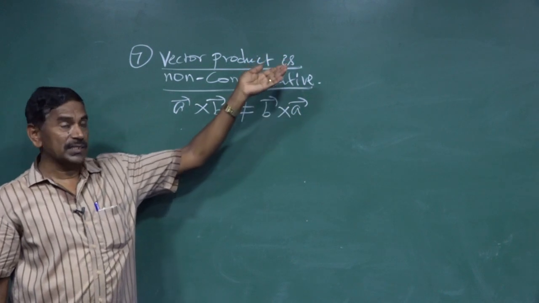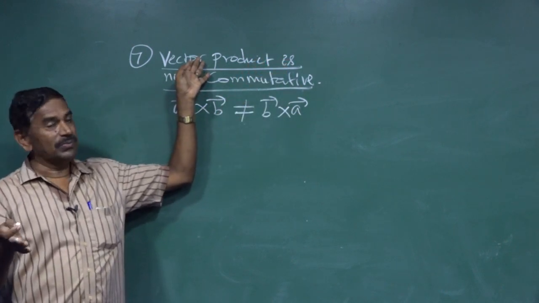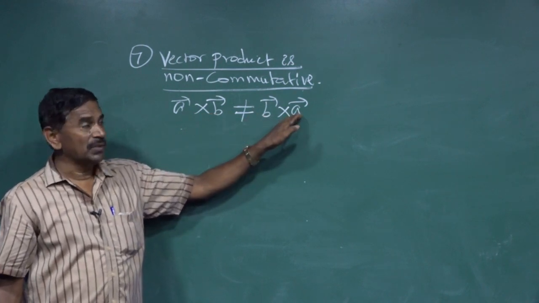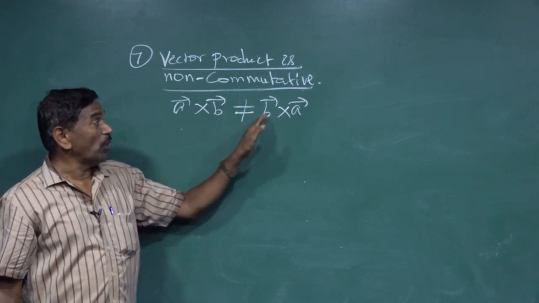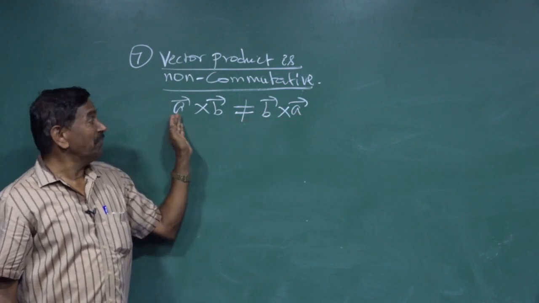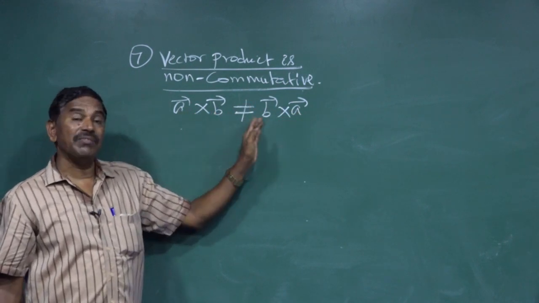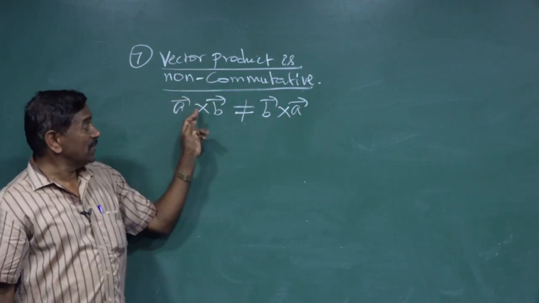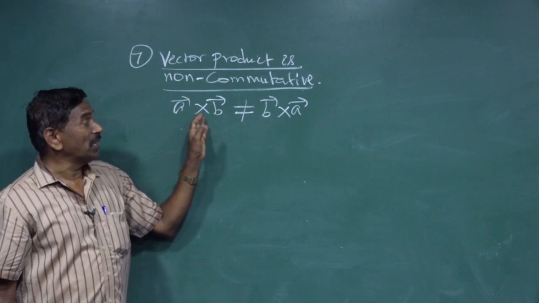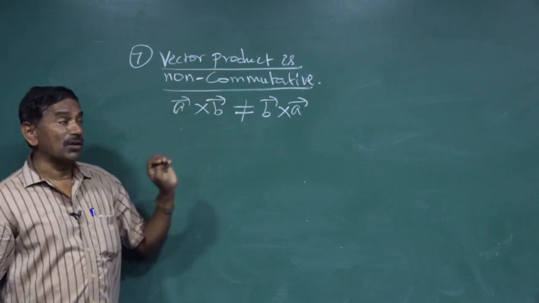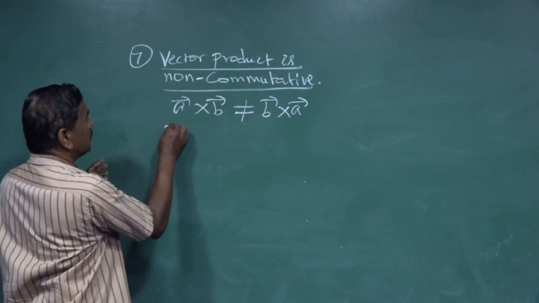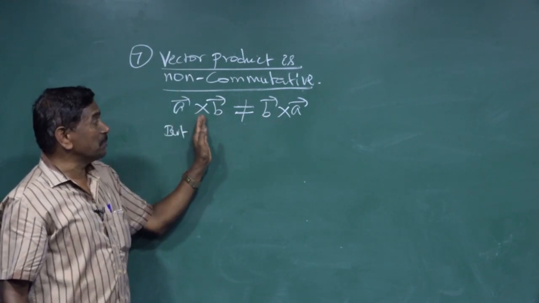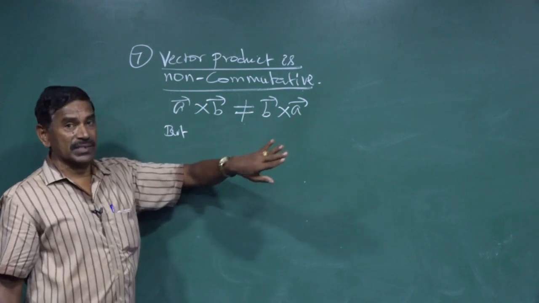But in the previous exercise, dot product is commutative. That is, A vector dot B vector equals B vector dot A vector, X vector dot Y vector equals Y vector dot X vector, B vector dot C vector equals C vector dot B vector. Dot is commutative. But in cross product it is non-commutative. A cross B is not equal to B cross A, but A cross B is equal to minus B cross A.